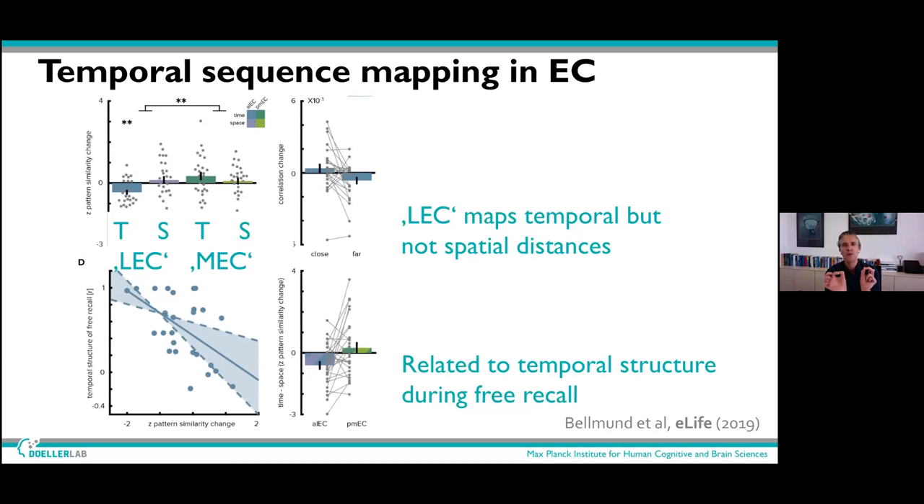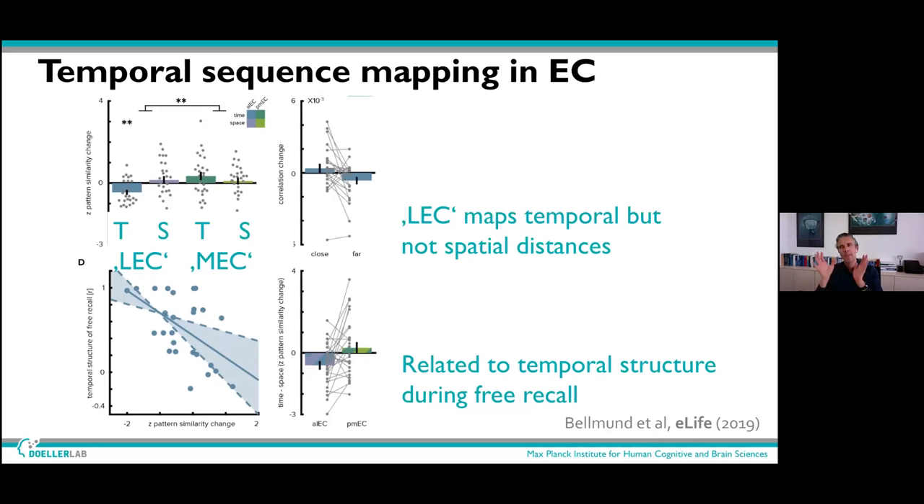That is more like a baseline block. The temporal variations are introduced in the session in between. And we also find that, and this is evident for the lateral part of entorhinal cortex and not the medial part of entorhinal cortex, we also see a correlation of the strength of this neural similarity effect coding for temporal distance with the subsequent free recall memory performance.